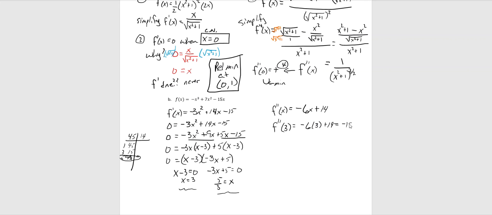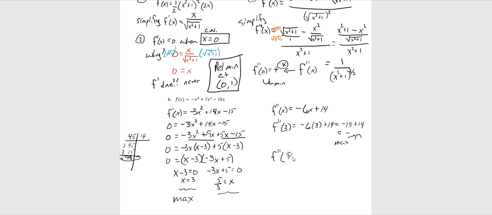So this is negative 18 plus 14, blah, blah, blah. It's negative. Negative means concave down. It means we have a maximum. So this 3 is going to give us a maximum because concave down has a top point.